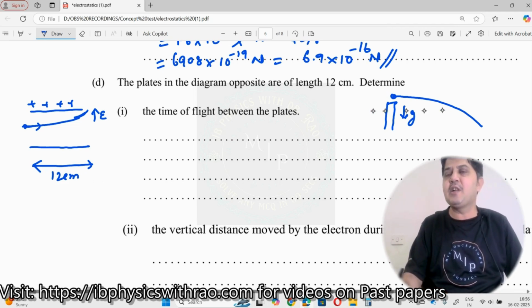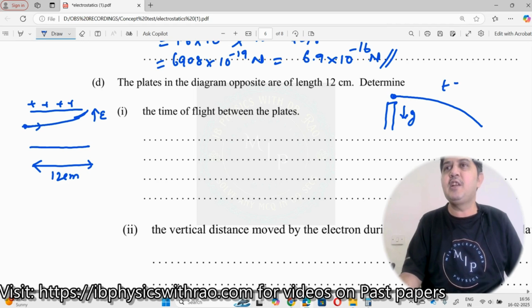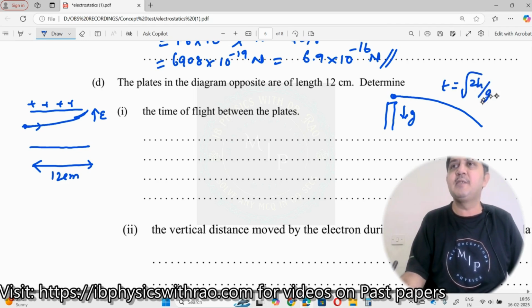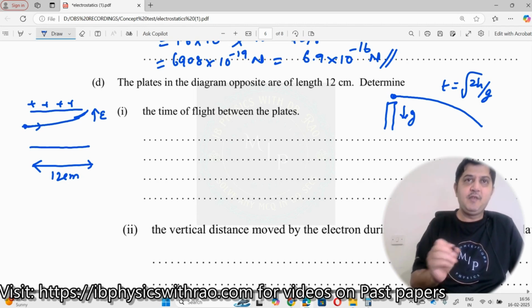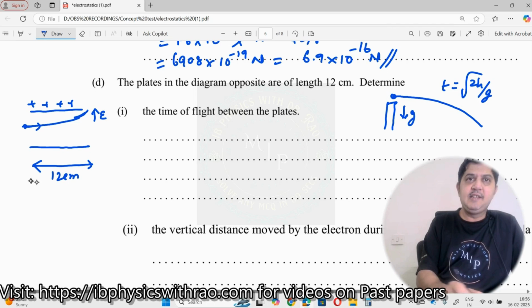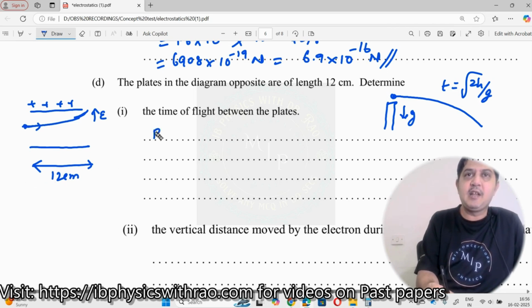Now here, if I want time of flight, what do we do? We put t is equal to square root of 2h by g. Okay. Now what do you put? That's the question over here. So what you do is this distance is known, 12 centimeter. R is equal to the length, is equal to initial velocity u multiplied by time over here.